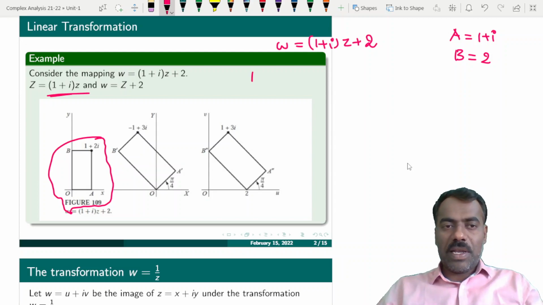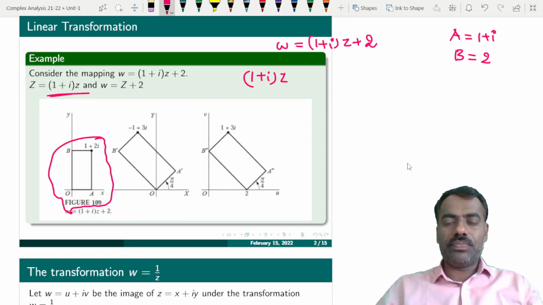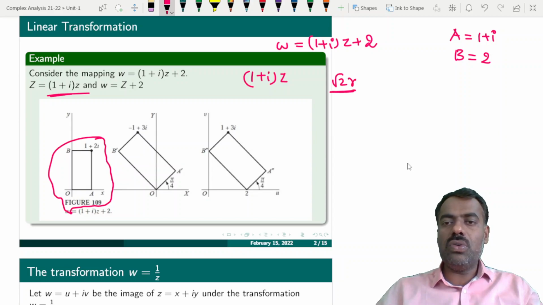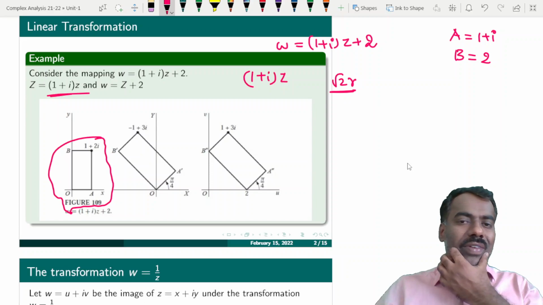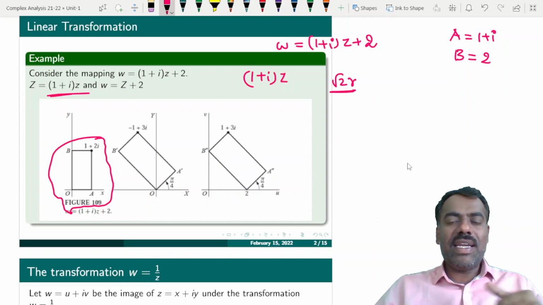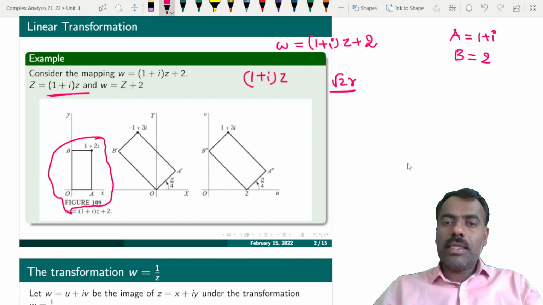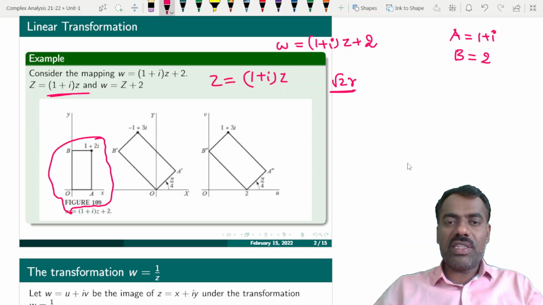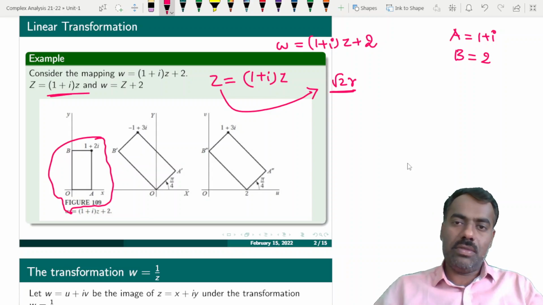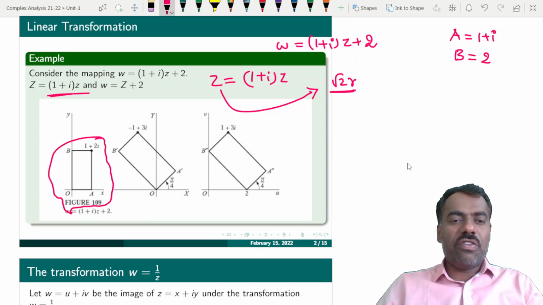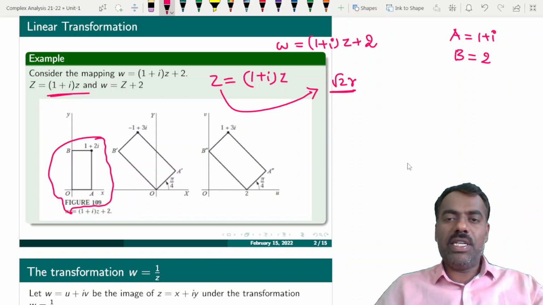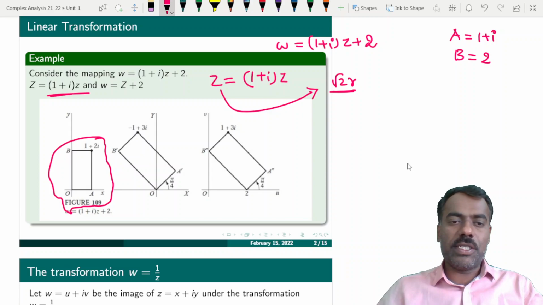Now if you observe this (1 plus i) times z, the modulus of 1 plus i is root 2. So if z has magnitude R, then the new magnitude is root 2 times R. Root 2 is 1.414. Therefore whatever shape we have will be bigger now. It is not a contraction, it is an expansion. That's why we are getting this bigger shape.